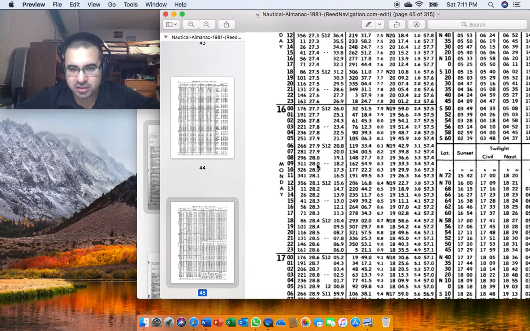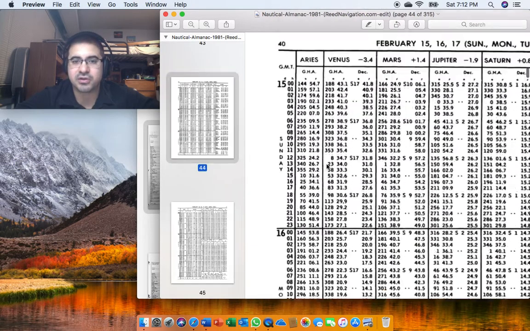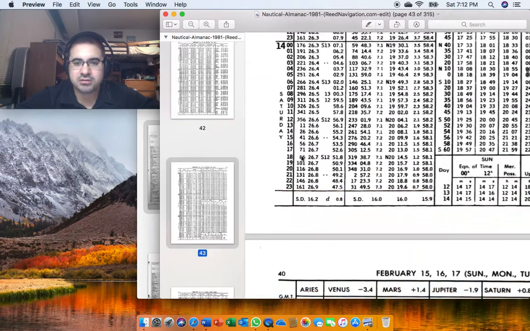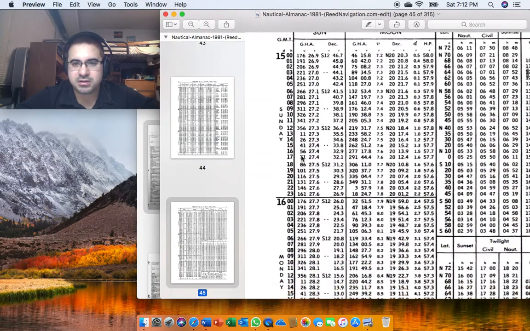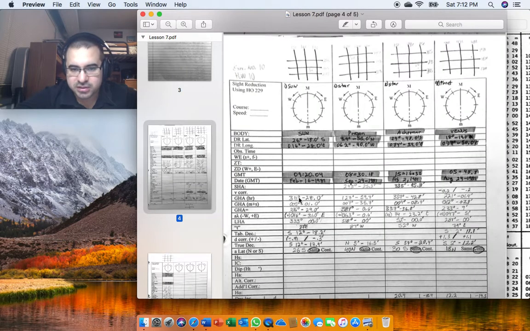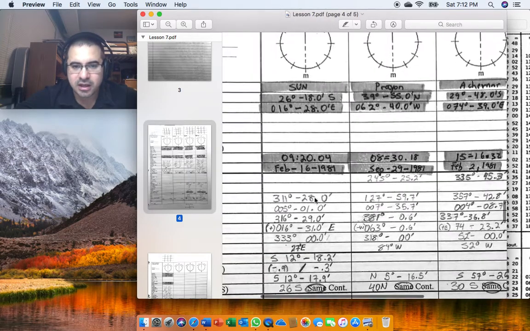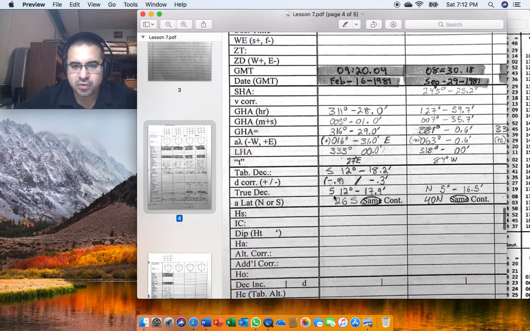311.28. You have it right here, and this is south 12 20.8. This is going to be the same thing, right? So you're going to transfer all those values. February 16. And you see that 311.28, you put it there, and you tabulate it because you found it. It's south 12 18.2. So now we have those two values.